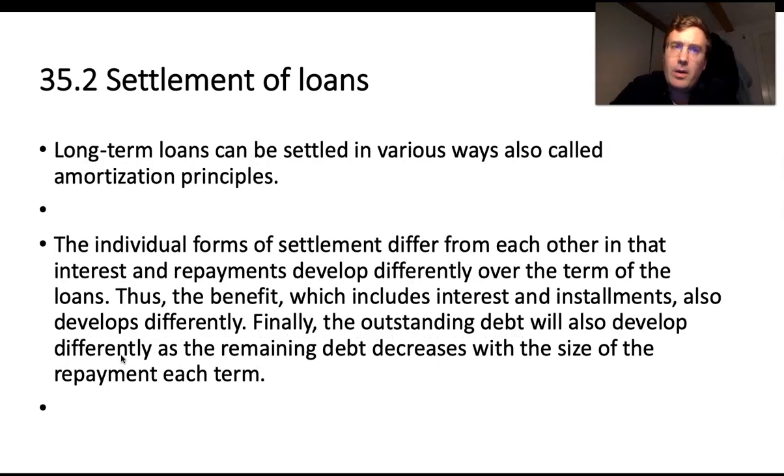Long-term loans can be settled in various ways, also called amortization principles. Individual forms of settlement differ from each other, as the interest and repayment develop differently over the term of the loans. Thus, the benefit, which includes interest and installment, also develops differently. Finally, the outstanding debt will also develop differently, as the remaining debt decreases with the size of the repayment each term.